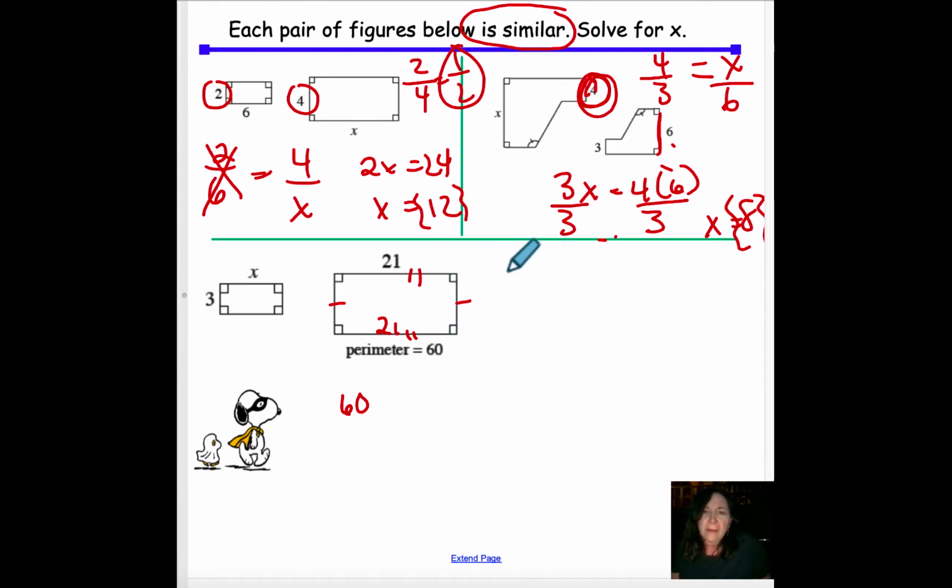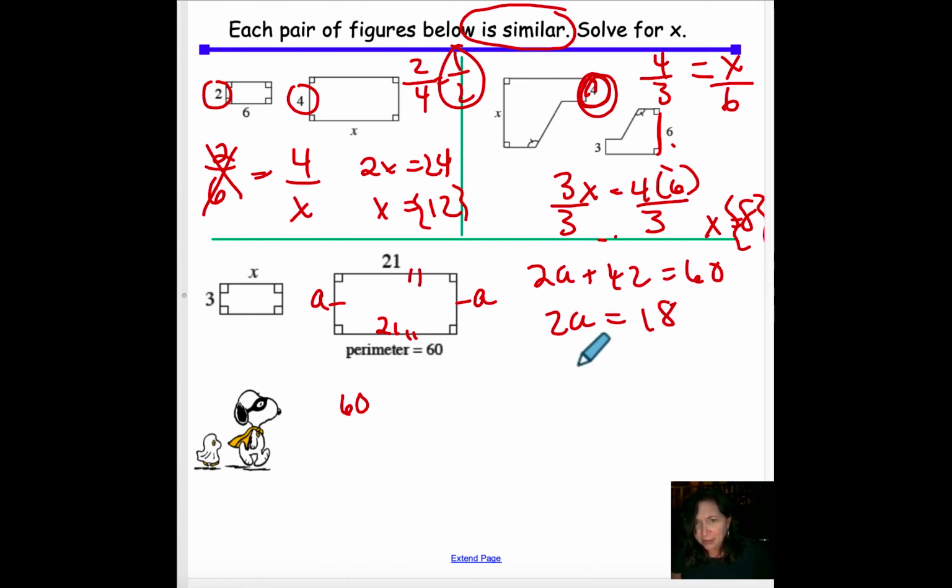But I do know that whatever this value is, there's 2 of those. So I'm going to just call it A for right now. So I've got 2A plus 42 is equal to 60. I'm going to subtract 42 from 60. So 60 minus 42 is 18. So I know that 2A is equal to 18. That means A is equal to 9. So that means that these sides over here are 9, and that's 9, and then that's 9.